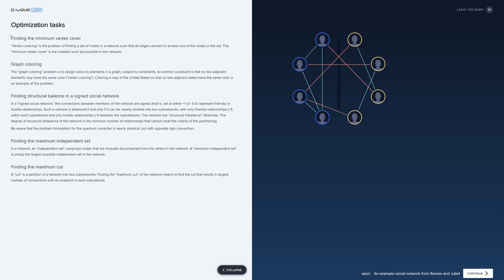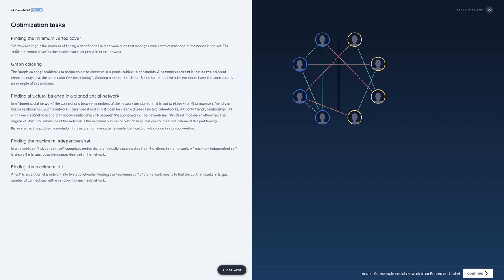Okay, optimization task, finding the minimum vertex cover. Vertex covering is the problem of finding a set of nodes in a network such that all edges are connected to at least one of the nodes in the set. Of course, we need a reliable network. We need all the connections to see all the connections. And let's not bring any social environment in here, because this is quantum computing, okay? Let's stay with this. Let's just say that team, I want to have the team which are the good ones, and I want to separate the good ones from the hostile ones, all right?